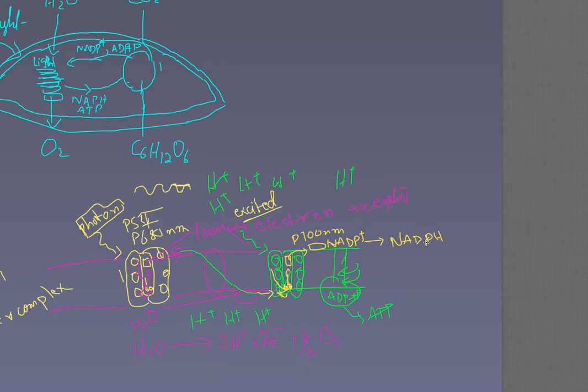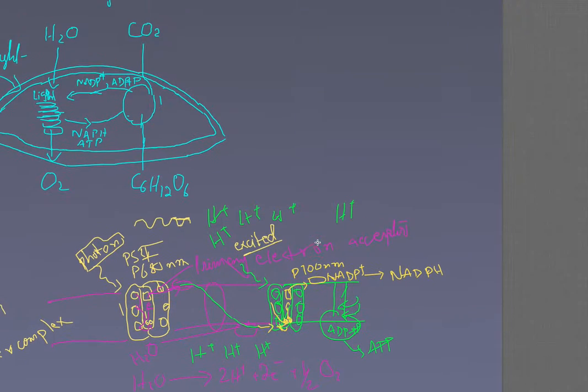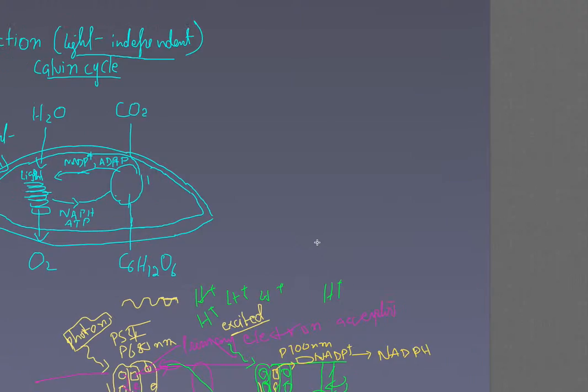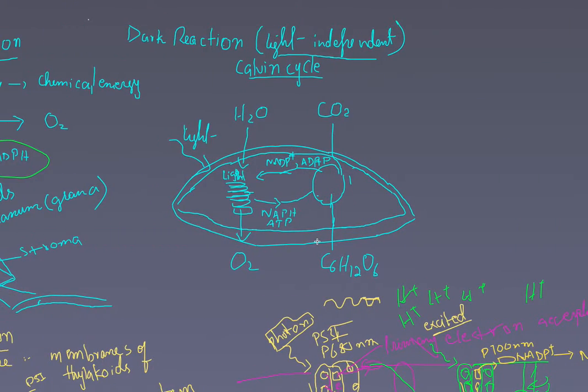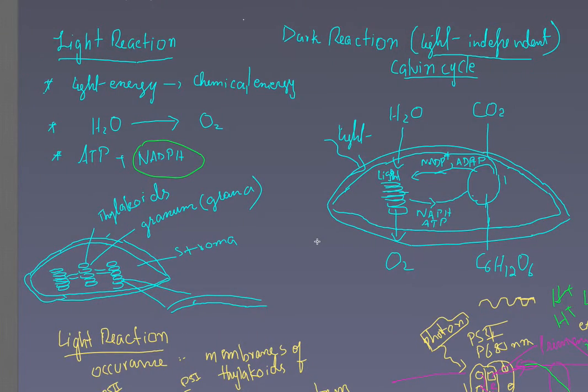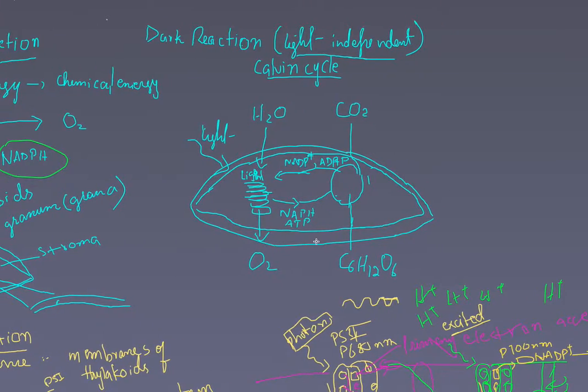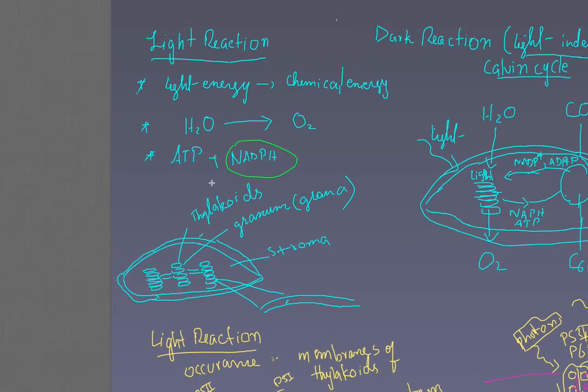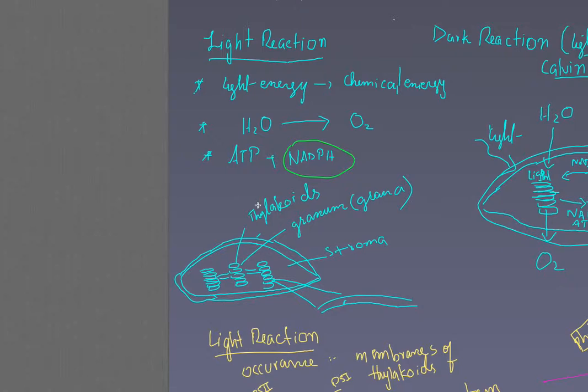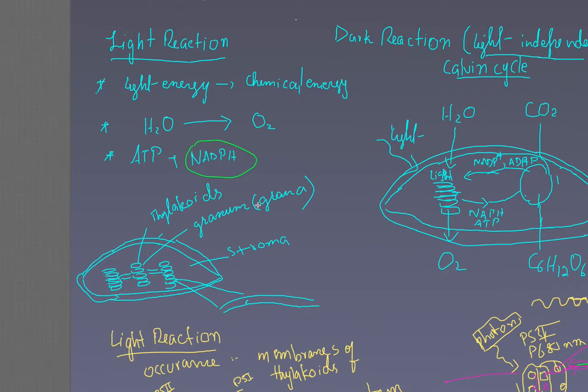So hope you found that useful, and in the next video we're going to discuss the Calvin cycle, or the dark reaction, which is happening, and eventually these two molecules, the ATP and the NADPH, are used for making this Calvin cycle process occur.